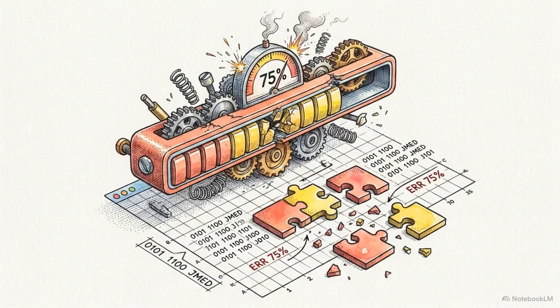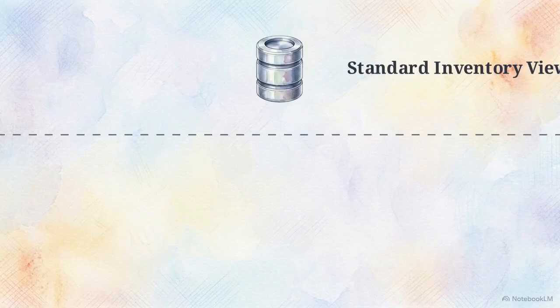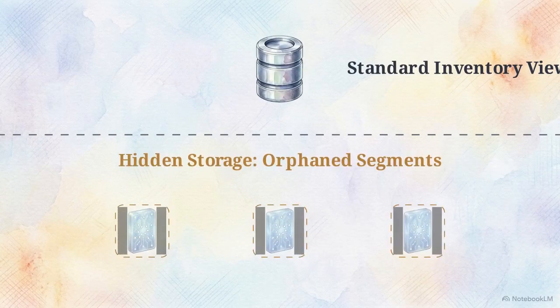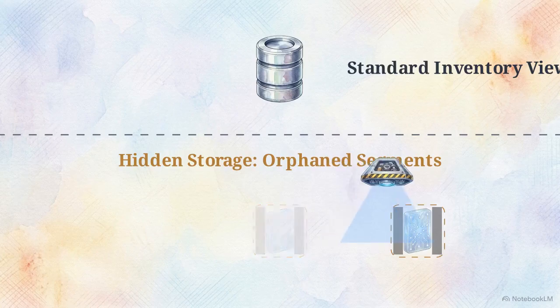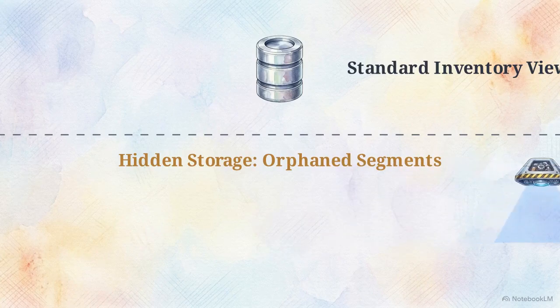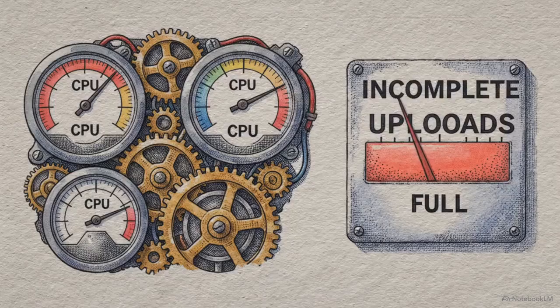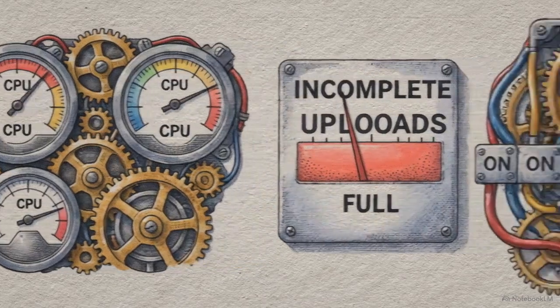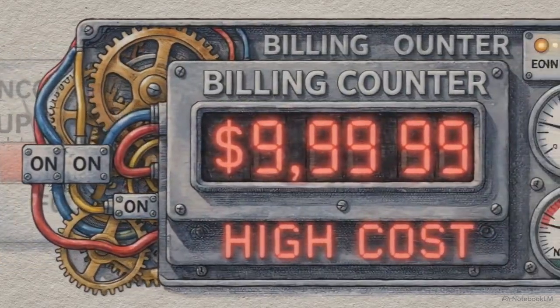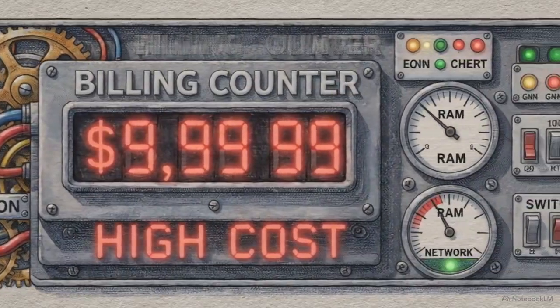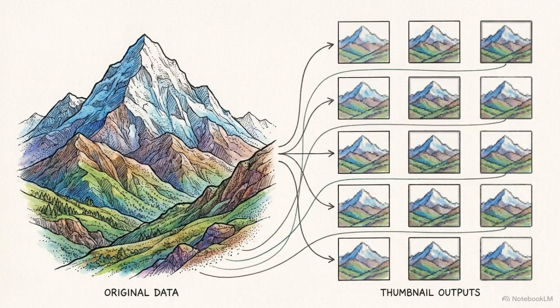A common source of hidden costs is the incomplete multi-part upload. Partial segments from failed uploads remain in the bucket, consuming storage while hidden from standard inventory. An expiration action acts as an automated sweeper, identifying and permanently purging these orphan segments on a set schedule. Without this automated sweeper process, these orphan segments will continue to silently accrue storage charges without ever appearing in your standard inventory reports.